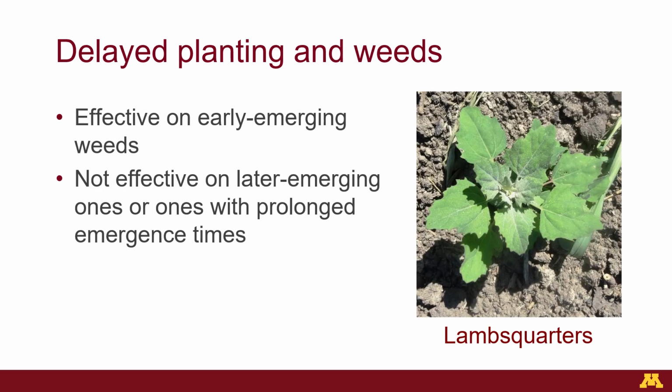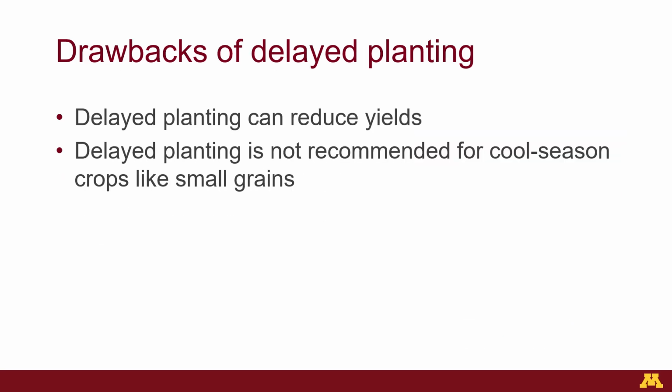Lamb's quarters is an example of an early emerging weed that may be controlled by delayed planting. Please note that later emerging weeds such as waterhemp, or ones with prolonged emergence times, such as velvetleaf, will not be controlled with delayed planting. While crop seed can catch up in its growth somewhat when planted in warmer soils, one drawback of delayed planting is the potential for reduced yields. Delayed planting is never recommended for cool season crops, such as small grains, due to reduced yields and other reasons.